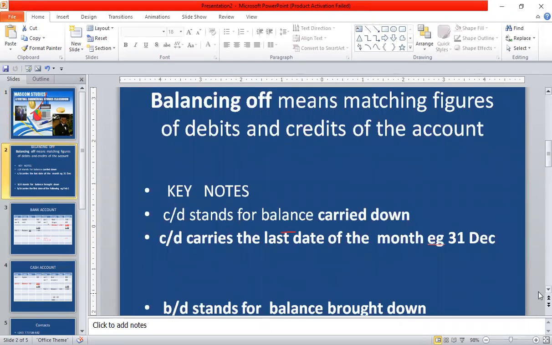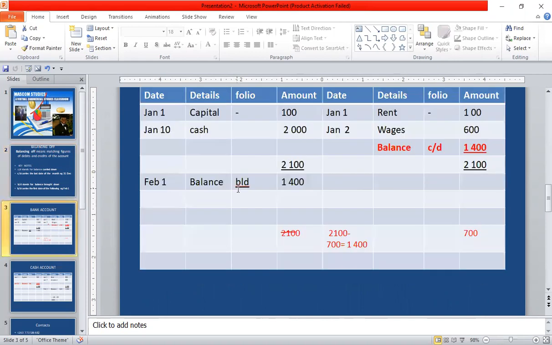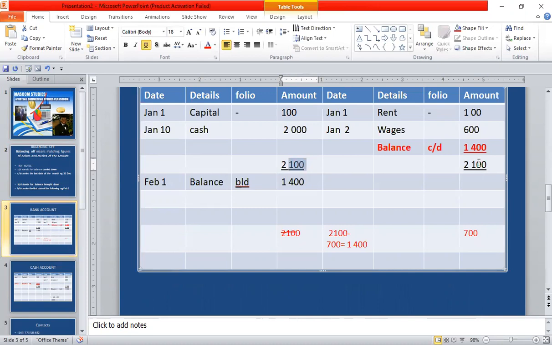Then we agreed again, I think below this, that balance BD stands for balance brought down, and balance brought down carries the first date of the following month. Okay, and also we did the balancing off on this account. I think everyone managed to follow. We take the big amount, you write it on both sides, 2,100. Then where there is a shortfall, you put CD. Where there is excess, you put balance BD. Okay, and how do you get 1,400? You subtract the amount on the credit and the total.